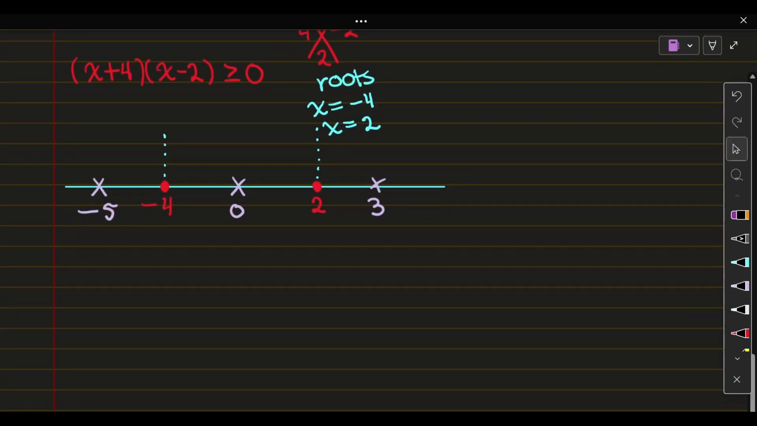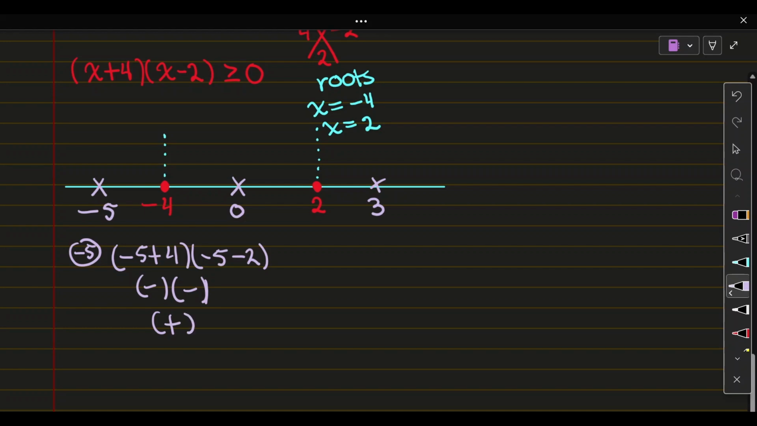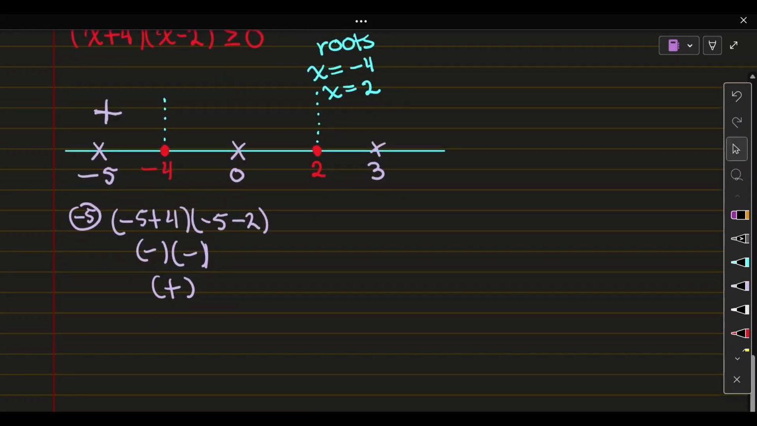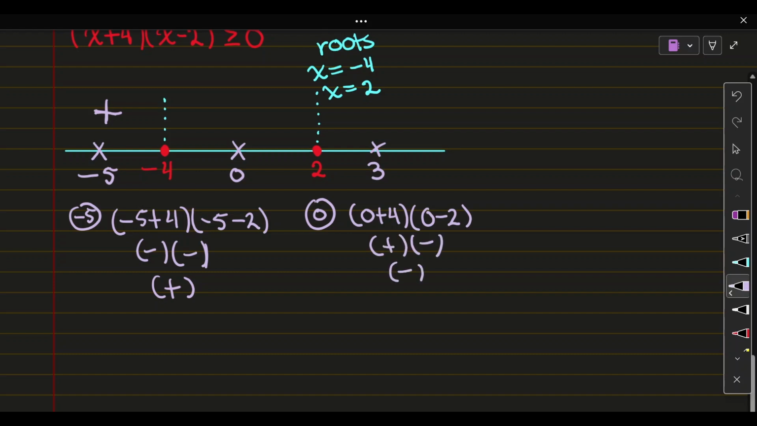So testing out that left-hand side with these values. Testing out -5, I have -5 plus 4 times -5 minus 2. This is going to be a negative times a negative. Remember, I don't care what they evaluate to, so this is going to be positive overall. So in this region, I'm positive. Testing out 0, this gives me 0 plus 4 times 0 minus 2. This is a positive times a negative. Negative overall, so I'm negative here. And then testing out 3, I have 3 plus 4 times 3 minus 2. Positive times a positive gives me a positive, so I'm positive here.